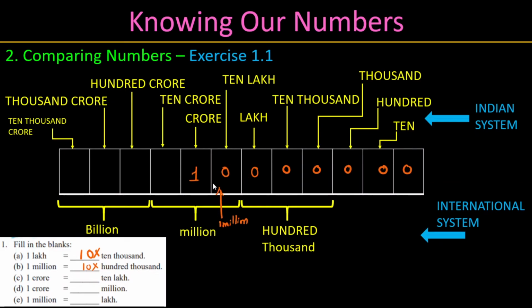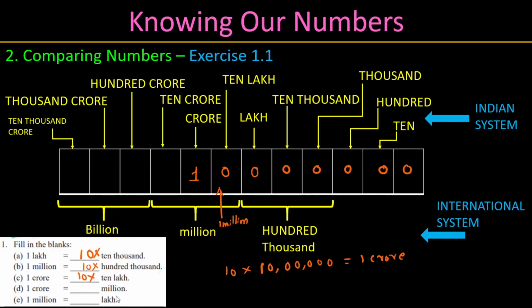So 1 crore equal to here. Okay, 10 lakh is here. So let me put 10 lakh. Okay, 1 0 0 0 0 0 0. So this is 10 lakh. Okay, into 10 you will get 1 crore. So here 1 crore equals 10 into 10 lakh.